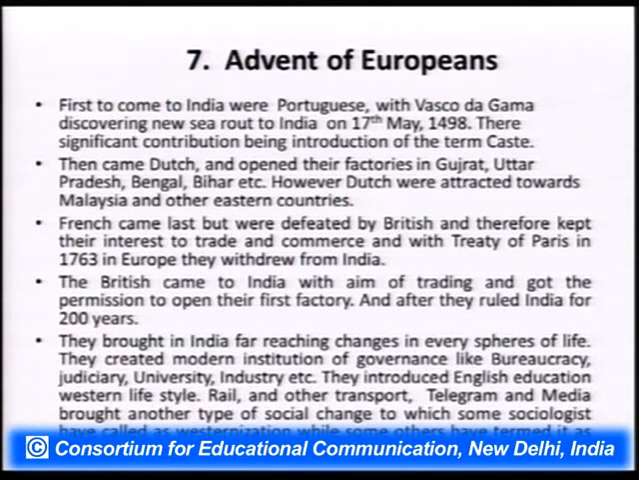The first people who came to India from the European side were Portuguese. And you all know that on 17th of May 1498, Vasco da Gama landed in Calicut in South India. And from there onwards, friends, the Europeans never stopped.